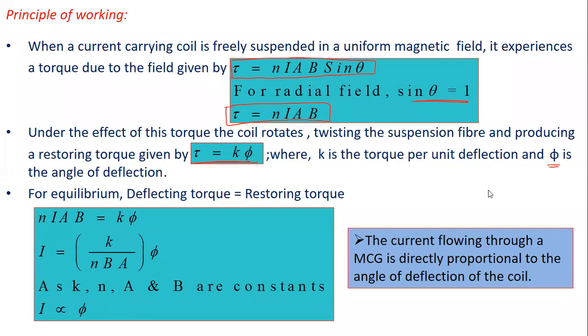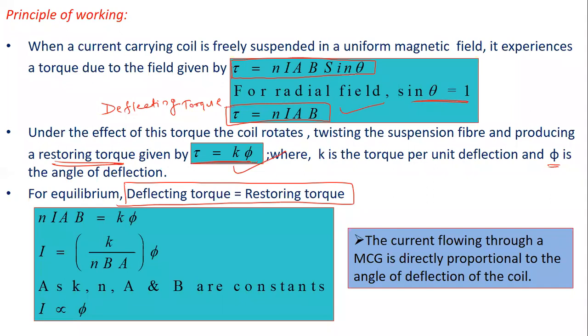So this is a deflecting torque, and this is restoring torque. Now here for equilibrium, when the pointer of the galvanometer is steady, it means the deflecting torque and restoring torque both are the same. So here deflecting torque is equal to restoring torque. So let me equate it.